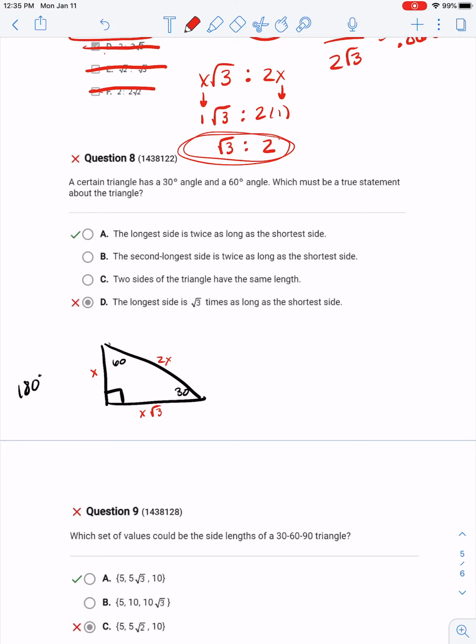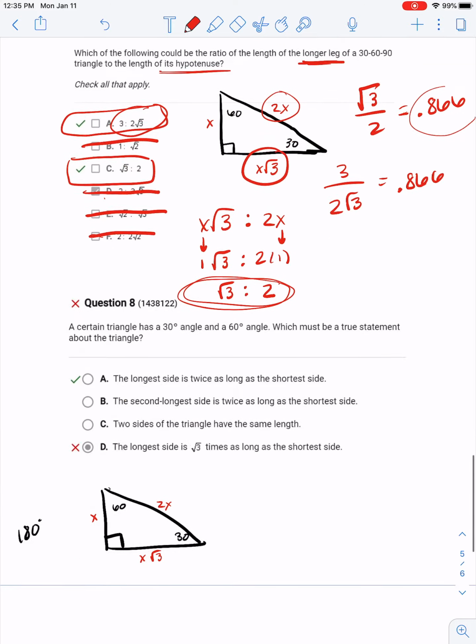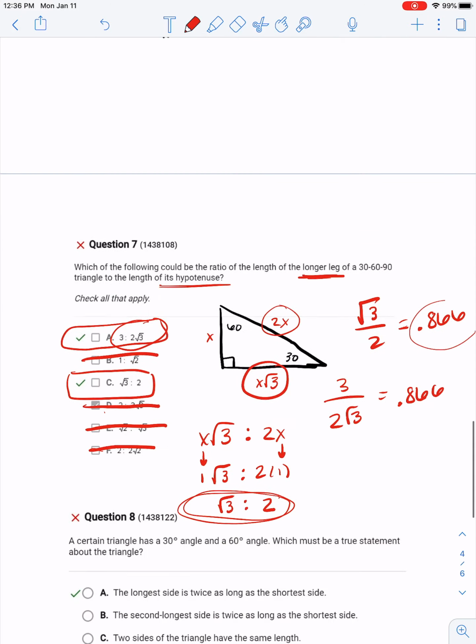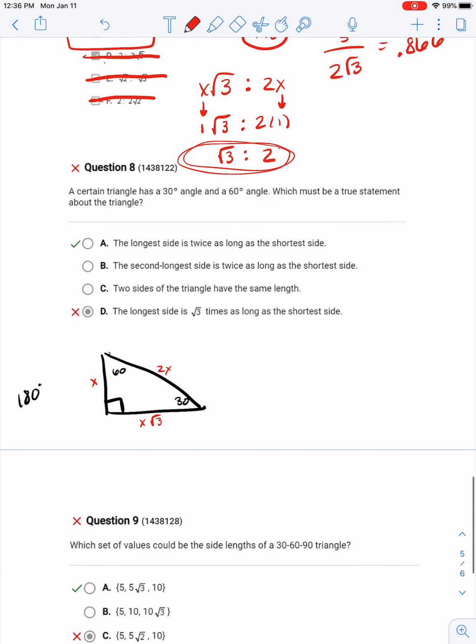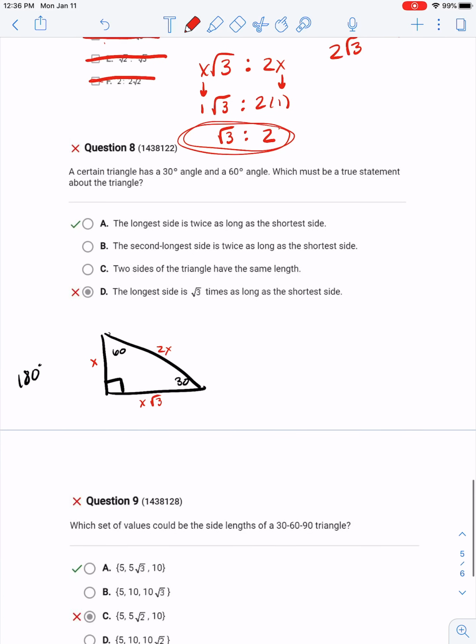Okay, so it's kind of like, I think, question 6 that we did. The longest side is twice as long as the shortest side. That's true. Here's my shortest side. Here's my longest side. That is twice as long. Let's just eliminate the other one. So the second longest side, that's right here, is twice as long as the shortest side. Nope, because they're not equal. The hypotenuse and the other leg are not equal.